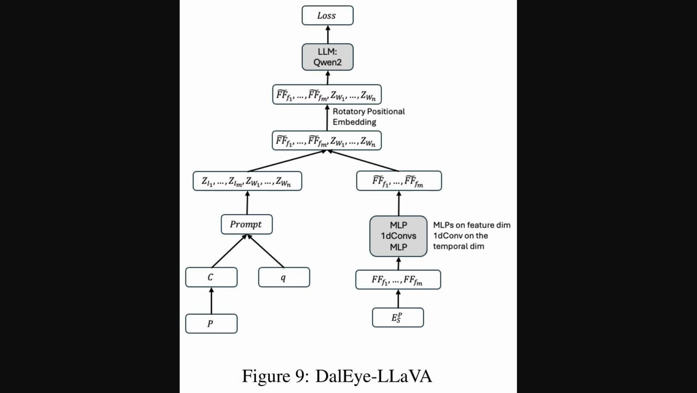Now, taking a look at another generative approach, Figure 9 shows the Dalai LLAVA model. It has 2 main pathways. One processes textual information, like the paragraph and a prompt. The other handles eye-tracking data, feeding it through a multi-layer perceptron, a kind of layered learning structure, and then 1D convolutions, which are operations adept at finding patterns in sequential data. Both streams are then combined using rotary positional embedding, helping the model understand sequence order, before going into the QN2 large language model to generate the question, with the loss guiding its learning.